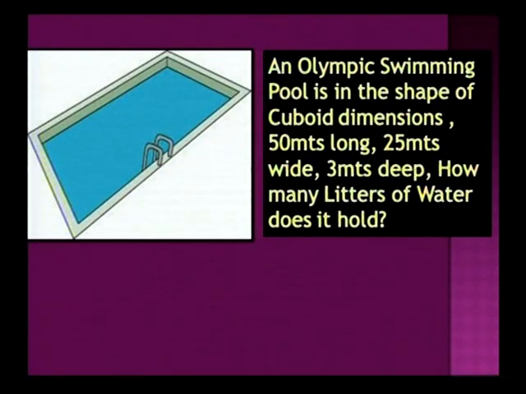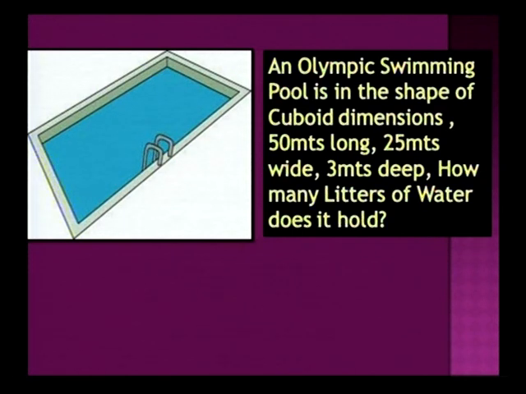An Olympic swimming pool is in the shape of a cuboid. It is 50 meters long, 25 meters wide and 3 meters deep. So here the three measurements are different. So what is the shape of this swimming pool? Do you guess? Excellent answer, Sparrows. It is in the cuboid shape.